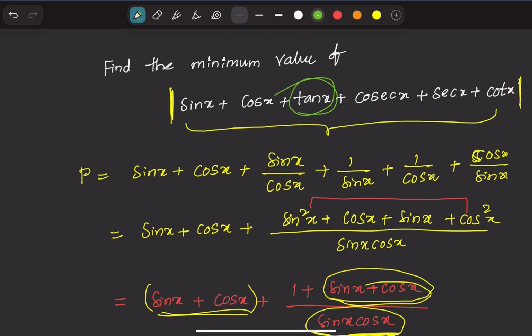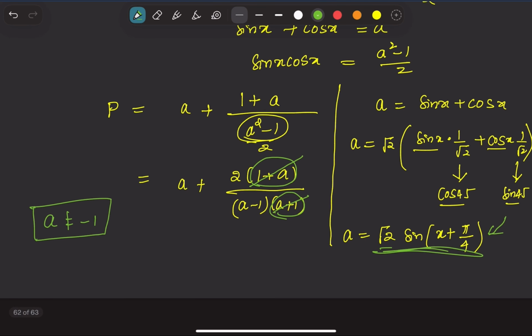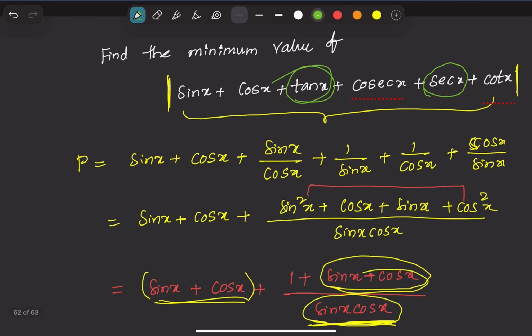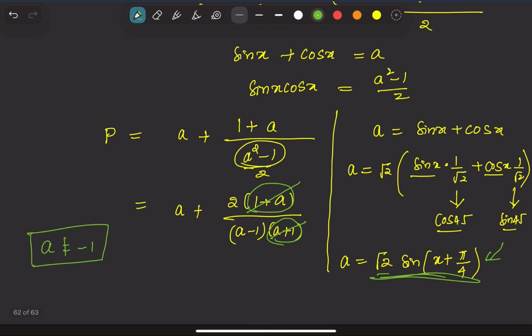Similarly, the secant function also will approach infinity. So we should not take x equal to minus 90. So that value we should not take. So that is the same as saying a will not be equal to minus 1. Alright.